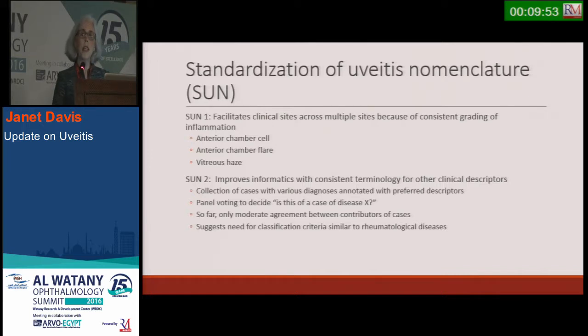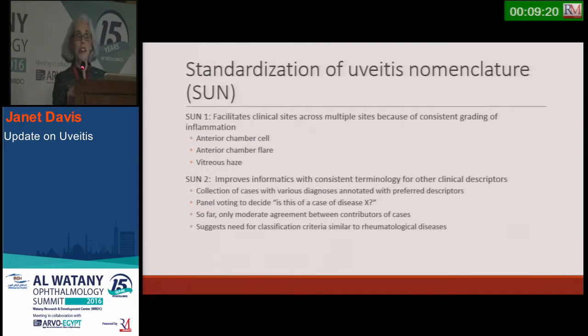SUN 2 is attempting to get uniform case definitions for various subtypes of uveitis. There are about 29 types of uveitis that will have a distinctive profile of features. And so what they've done is they've collected cases by a number of people around the world. They asked them to use preferred descriptors, and now there's panel voting to say, yes, we agree that this is actually a case of punctate inner choroidopathy, or that this is actually a case of CMV retinitis. Unfortunately, the correlation is not very good yet.